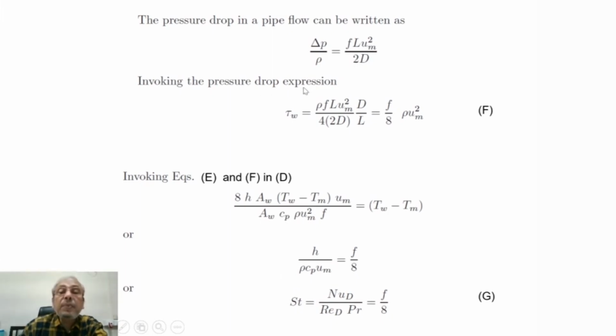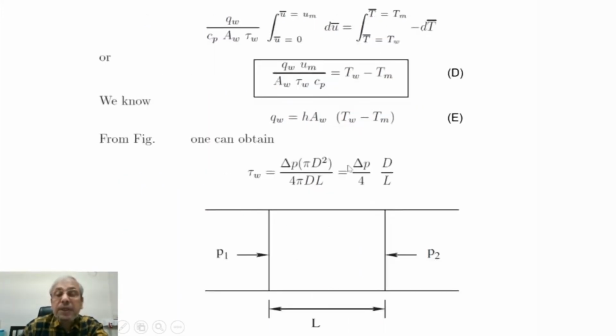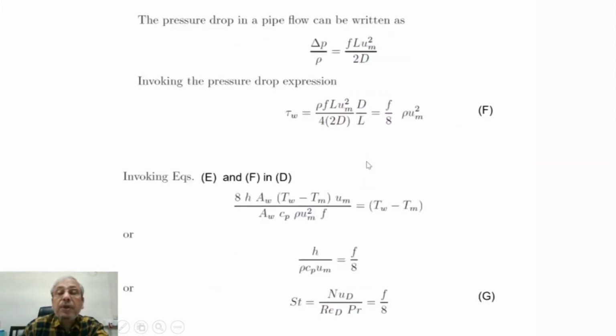Now invoking the pressure drop expression in this shear stress expression which we got, we'll get rho f, friction factor, L um square divided by 4 into twice D, d by L, or we can write f by 8 into rho um square.